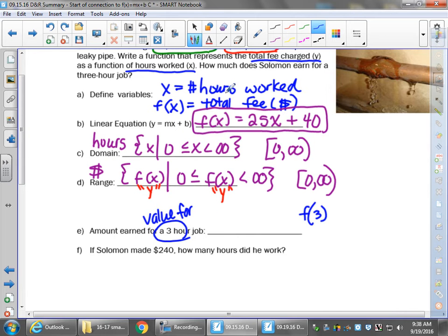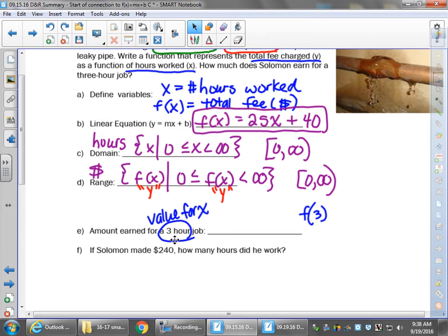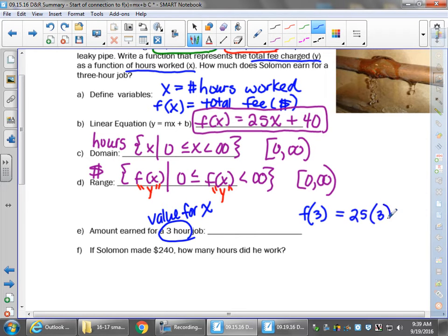Careful, hours, x. So that's the power of circling that and really asking yourself, what do you have here? Hours is definitely x. So that's what leads us to do f of 3. F of 3 equals 25 times 3 plus 40. 75 plus 40, do it with me.